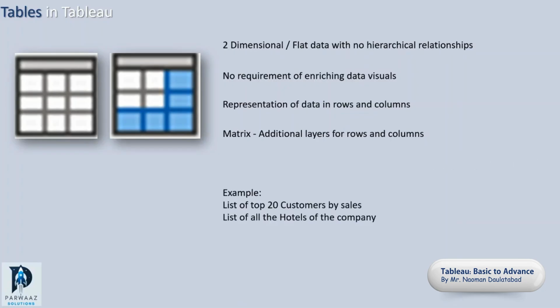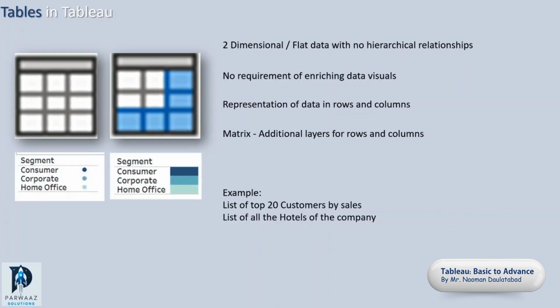An example could be if you want to list down the top 20 customers by sales or list down all the hotels of the company. In that case, you can go for the table visuals. In Tableau, you can add additional information by adding circular or square marks with variation in colors, defining the intensity or quantity of that particular measure. To create tables in Tableau, you should have one or more dimensions or one or more measures.